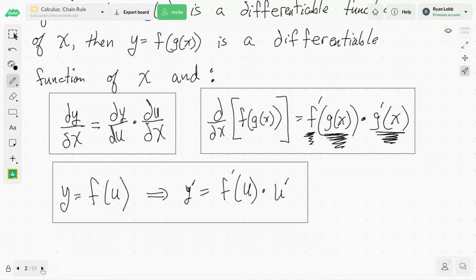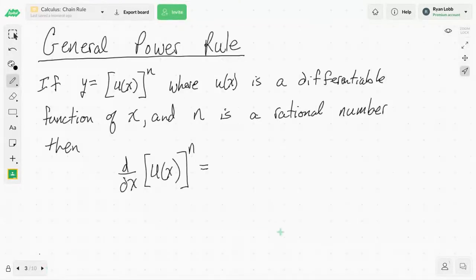Jumping over here, we get to applying what's called the general power rule, which takes advantage of the chain rule. So here we have some function y equals u of x raised to the nth power, and u of x is some differentiable function of x, and n is some rational number. So the general power rule is going to be d dx of, this means take the derivative of this function. And here we have this composite function. We have an inner function u of x, and an outer function, this nth power.